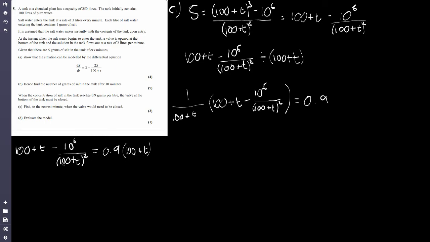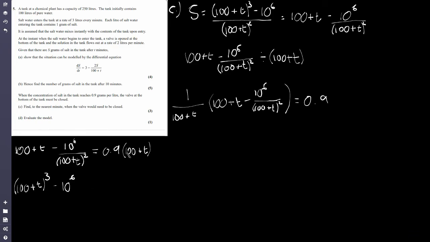Well, I can just times through by this denominator again, right? Times through by the denominator again, and we'll keep simplifying so we can get this value for t. So timesing through by this now, 100 plus t all squared. Well, 100 plus t times this, I'll get 100 plus t cubed. So now I've got 100 plus t all cubed. This will be minus 10 to the 6, because this will just cancel with the numerator. Minus 10 to the 6.